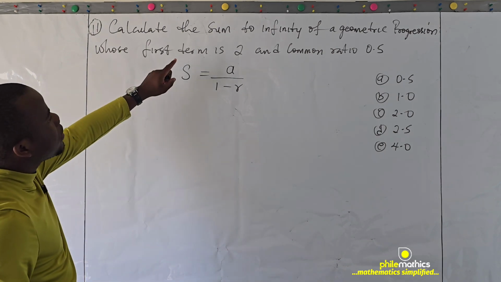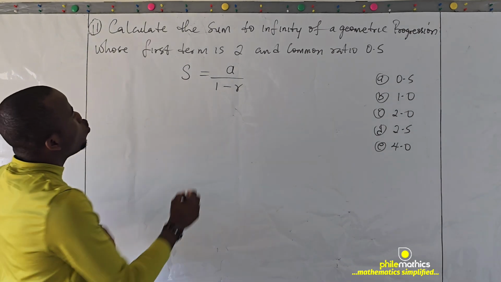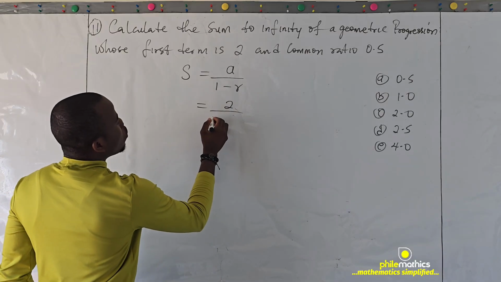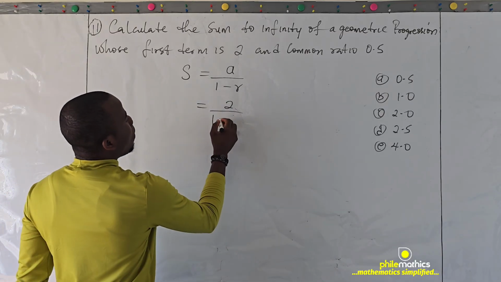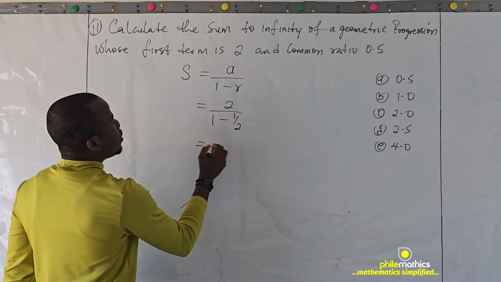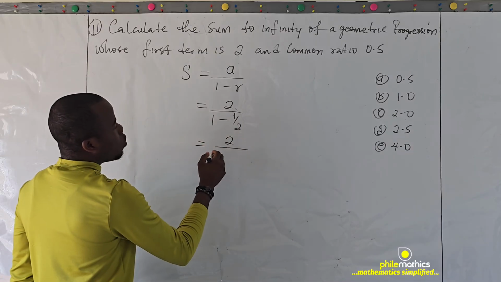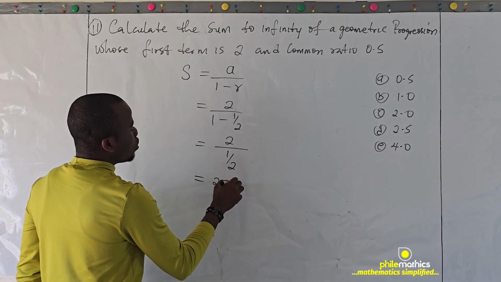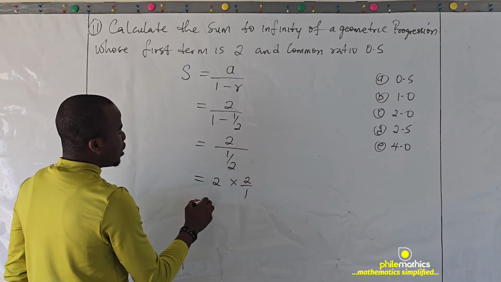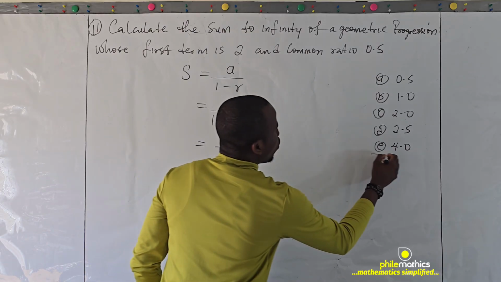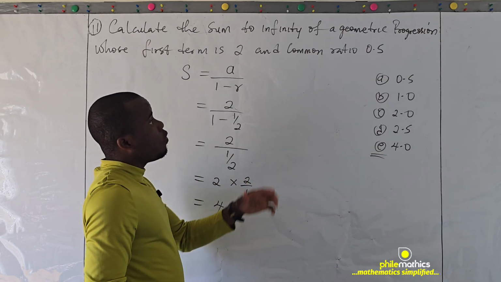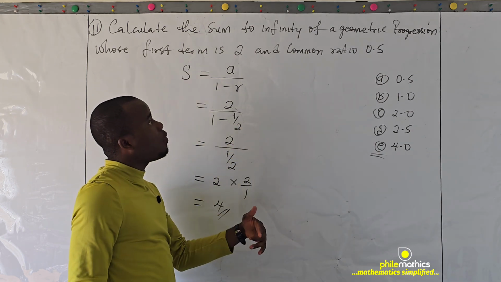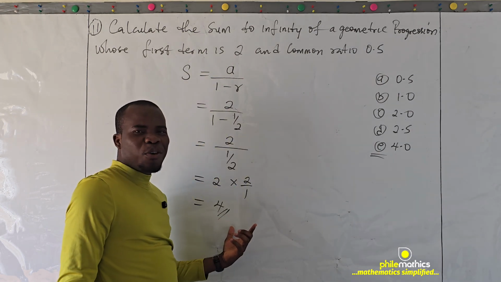And we are told that first term is 2 and the common ratio is 0.5. So 0.5 is known as 1 over 2, 1 minus 1 over 2. This is 2 over 1 minus 1 over 2, which is simply 1 over 2. And this is 2 times 2 over 1. And this is simply 4. So the sum of that geometric progression that has common ratio 0.5 with first term 2 is 4.